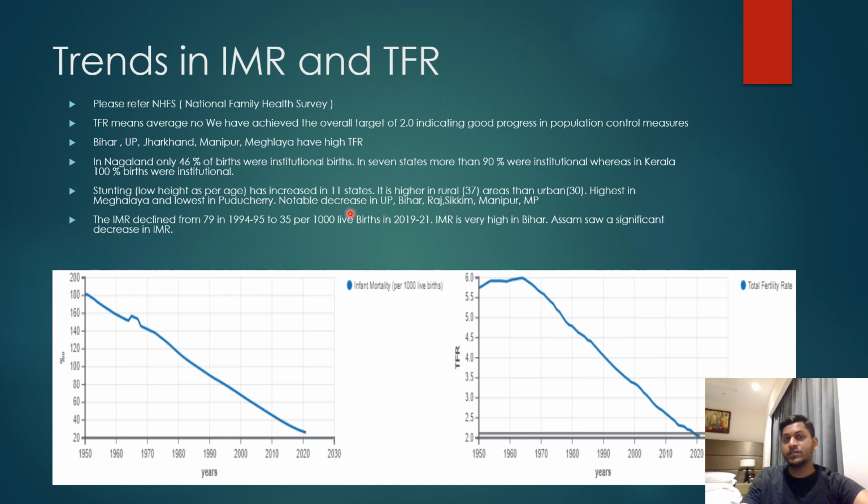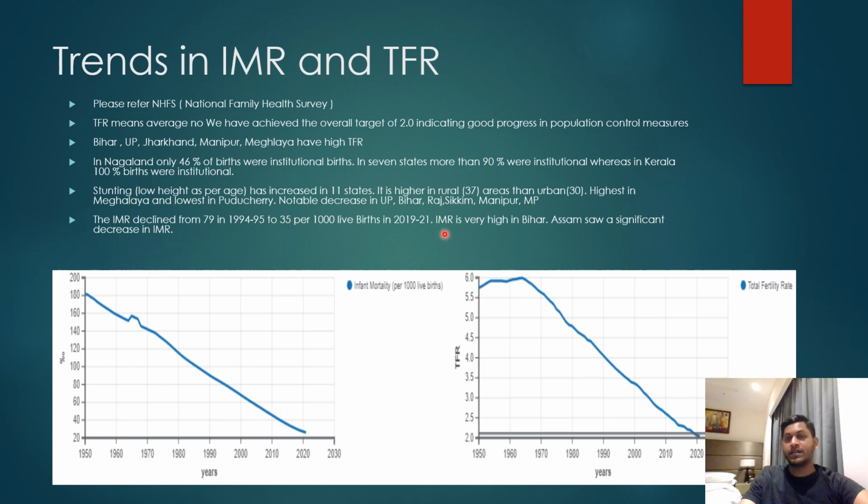Then there is a notable decrease in UP, Bihar, Rajasthan, Sikkim, Manipur. These are the areas which had high stunting during the previous census, but if we go by the current health survey which happened, they have indicated some better results in these areas, and stunting has notably decreased.